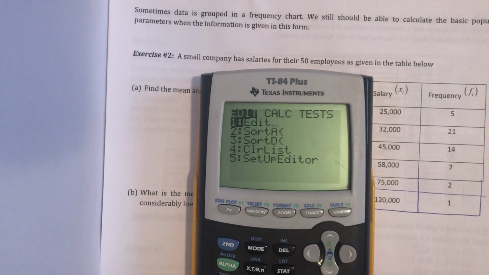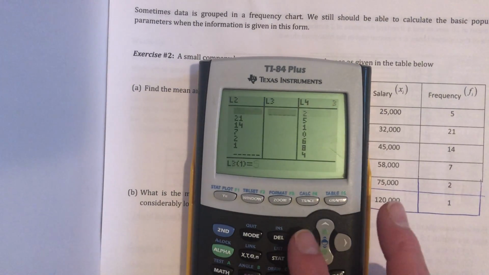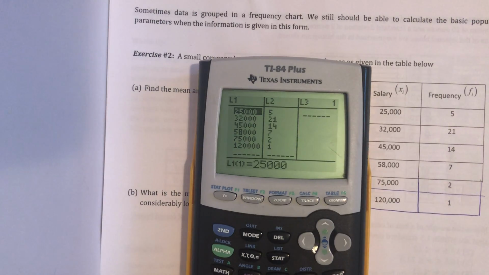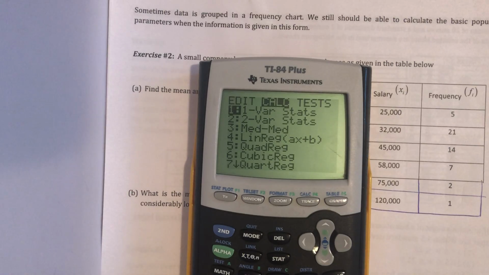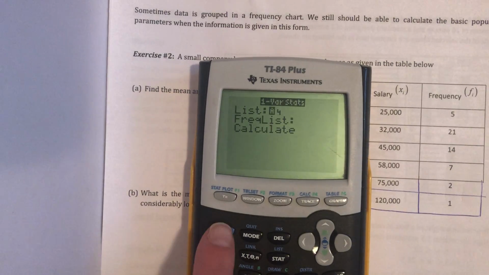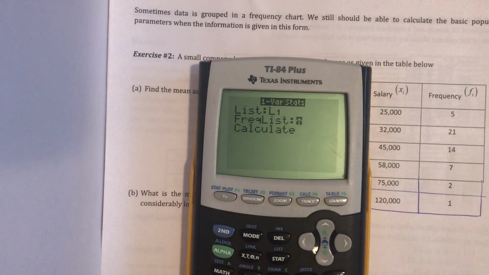So after I press stat, I'll start from the beginning. Stat, edit. I've got my information in L1 and L2. Always make sure when you type in information into your list, that you've typed it in properly. Otherwise, all of your answers are wrong and it can't be given short or partial credit because I don't know what your calculator did. So remember L1, L2, stat, over to calc, 1 variable stats, second and number 1, and second and number 2.